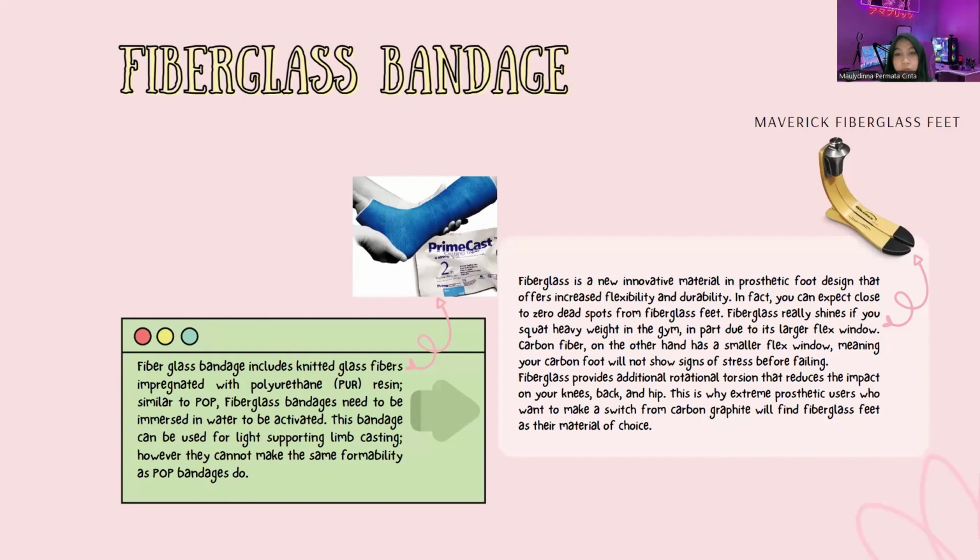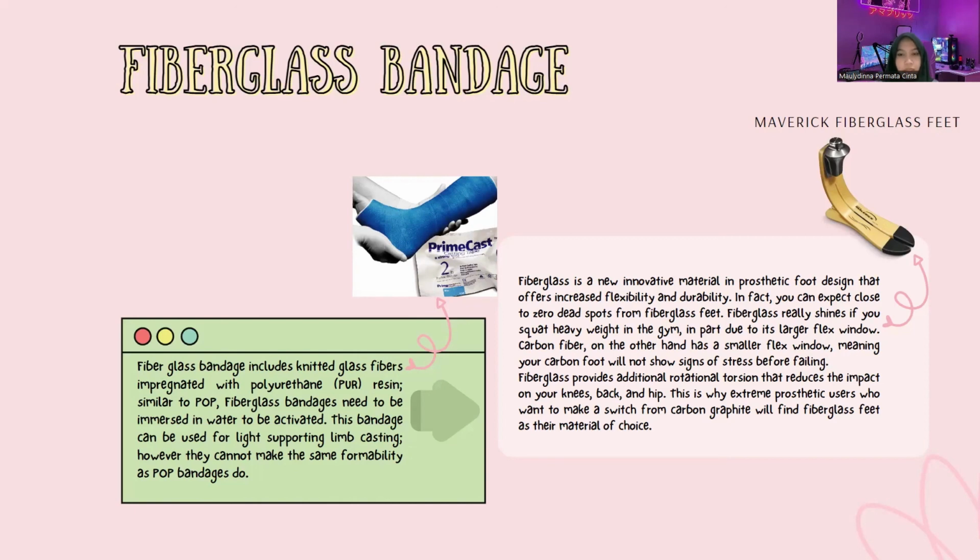And the next is fiberglass is a new innovative material in prosthetic foot design that offer increased flexibility and durability. In fact, you can expect close to zero dead spots from fiberglass foot. Fiberglass really shine if you squat heavy weight in the gym, in part due to its so large flex window. Carbon fiber, on the other hand, has a smaller flex window, meaning your carbon foot will not show sign of stress before failing.